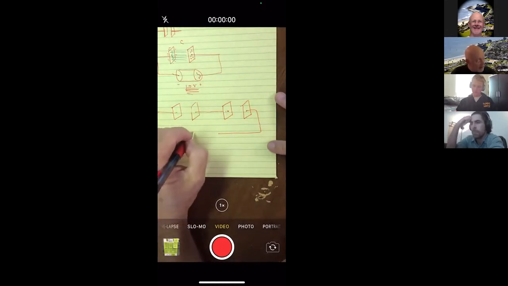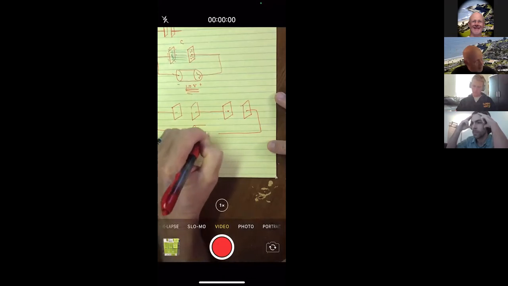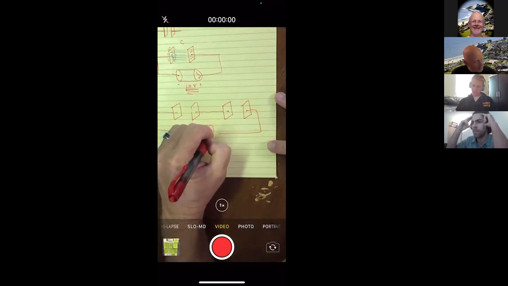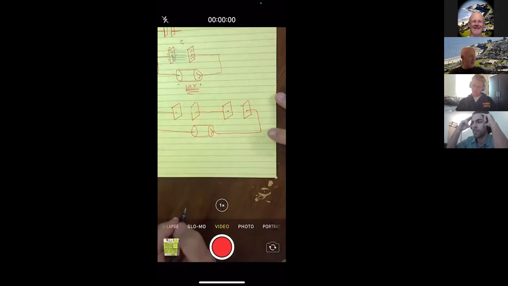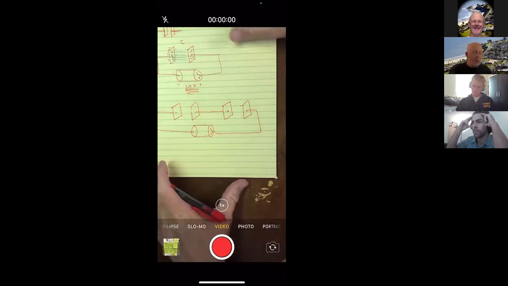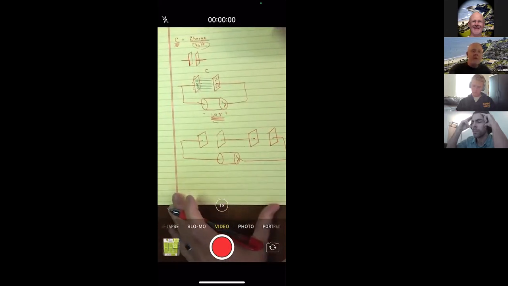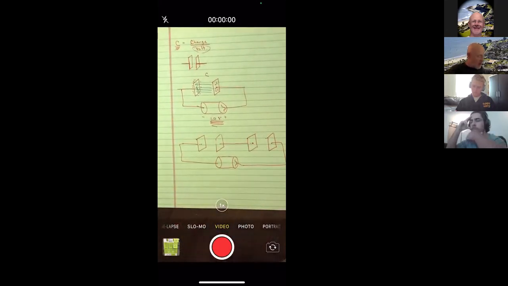And let me then hook it to that same 1 volt battery. But watch what happens here. It's kind of interesting.